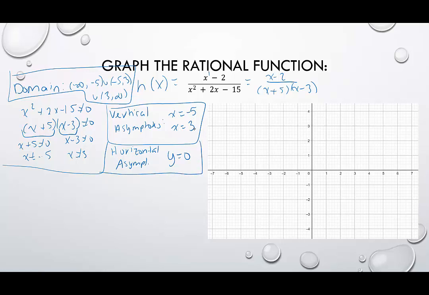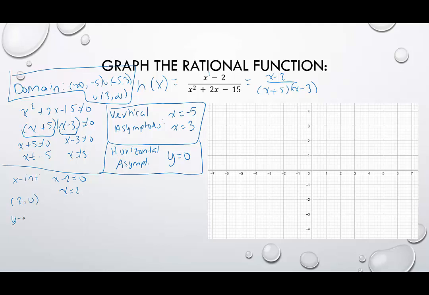Okay, next we want to look for intercepts. So to find the x-intercept, remember what that means? That means I set the fraction equal to 0, and if a fraction is equal to 0, that means the numerator is 0, so we would say x minus 2 is equal to 0, and we end up with x equals 2. So we have an x-intercept at (2, 0).